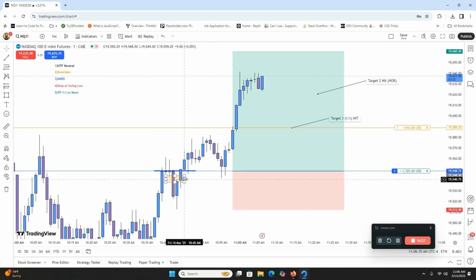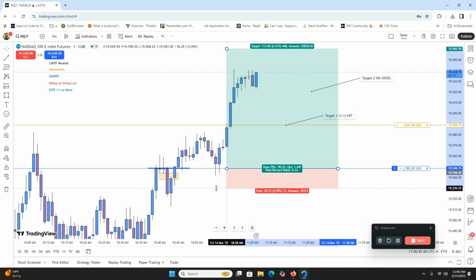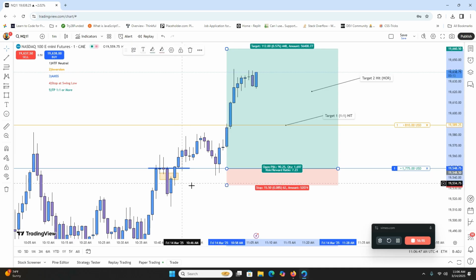Plus, this was in silver bullet hour, so I jumped in a little bit early. As soon as we closed, I just put my limit order right here. This is where I got filled. Okay, we got 3 contracts. You can keep a tighter stop if you want to play it safe. Okay, below the inversion, 15-point stop.